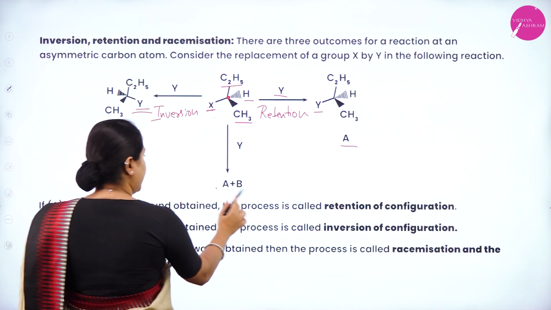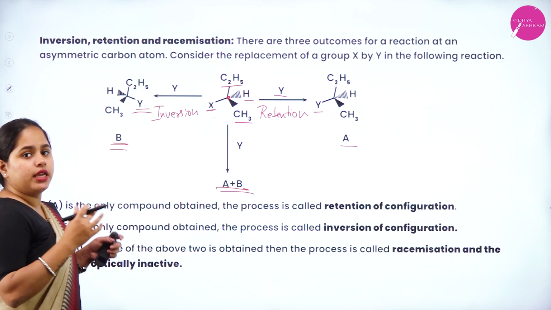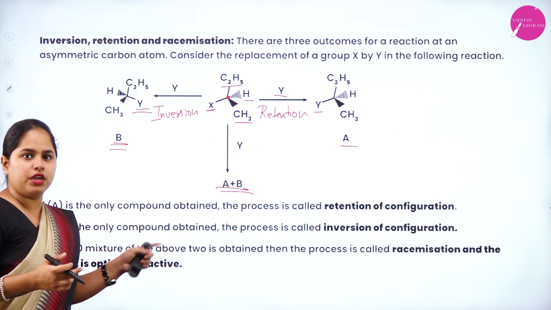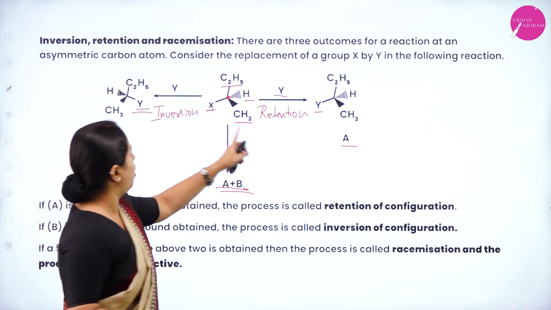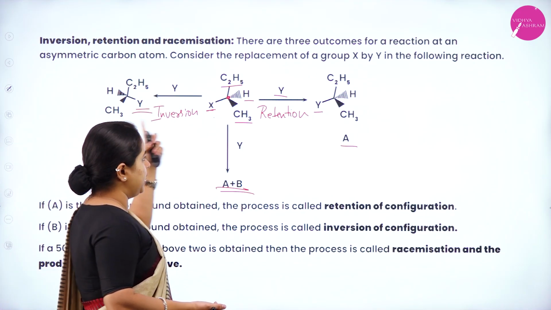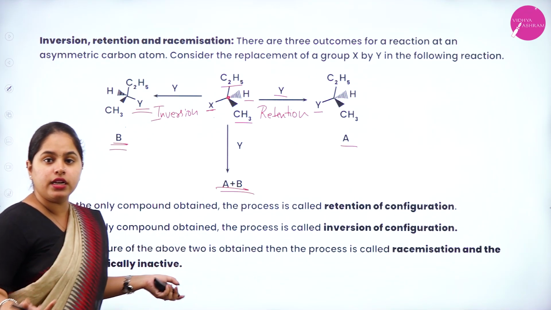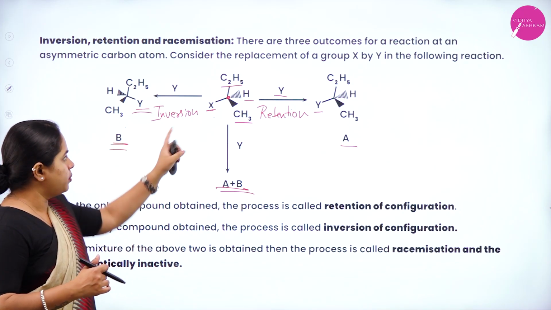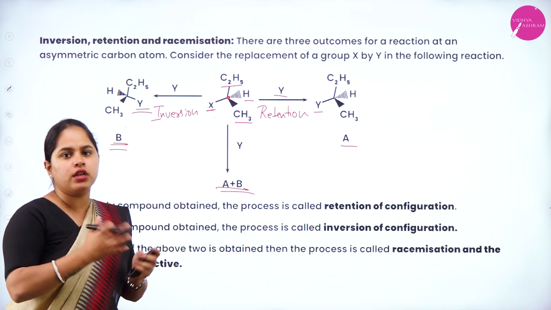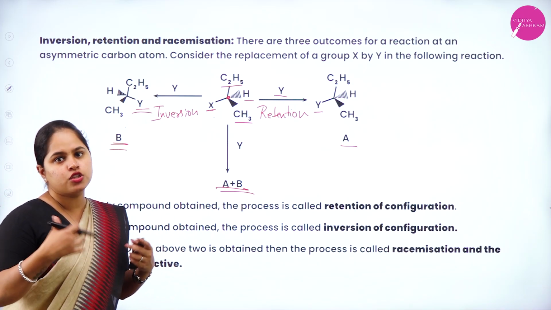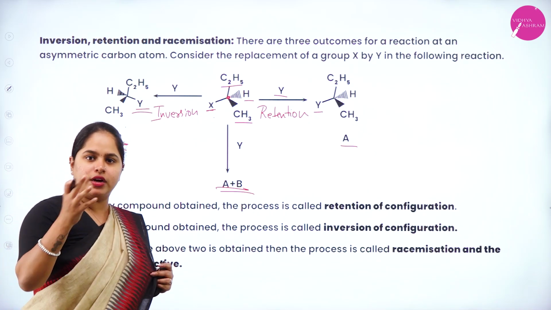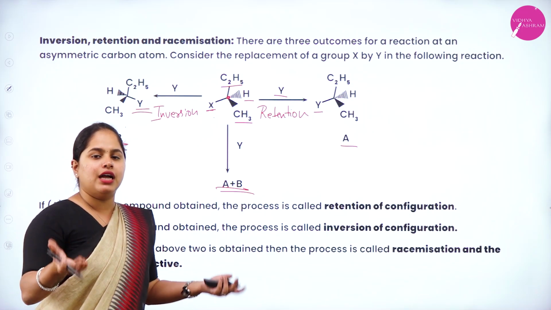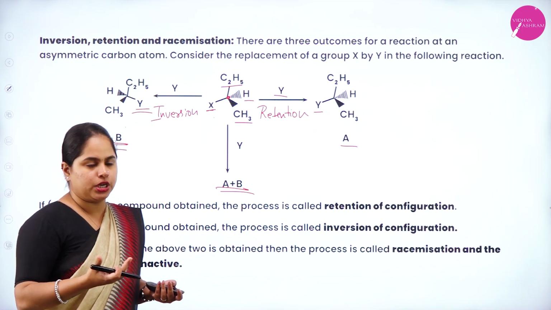Now, as you can see, A plus B. What is A plus B? If we take equal amounts of these two, A and B, it will form a racemic mixture. As you can see here, these two compounds, B and A, which are formed, are enantiomers, right? They are mirror images of each other. If we superimpose them, they will not be superimposable. So these are enantiomers, one is the D form, one is the L form, and together you will get the racemic mixture.